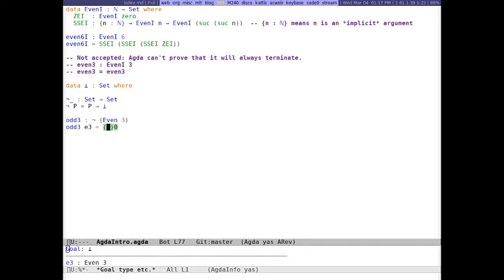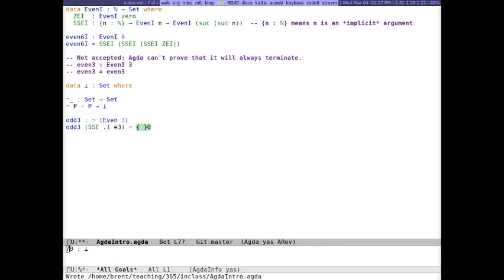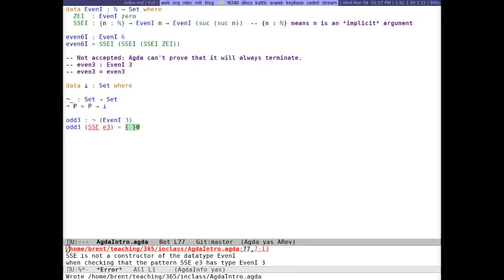This still seems like it's going to be difficult because I don't have any way to make a proof of bottom, right? But let's see what we can do. What could this proof look like? Let's pattern match on it and see. So if I say, all right, E3, control C, control C. Oh, you know what? I keep forgetting to use this even I thing.